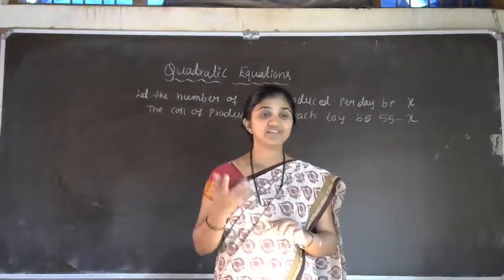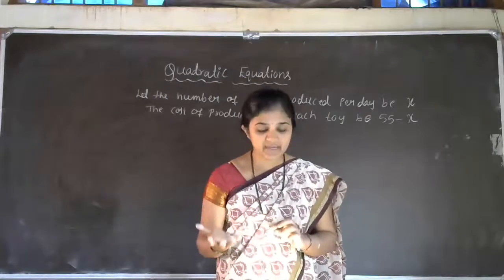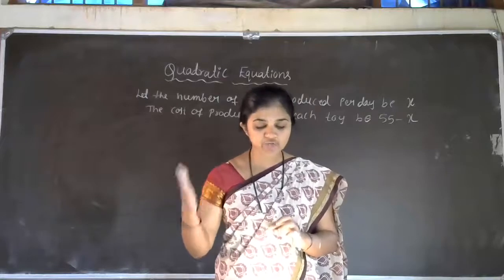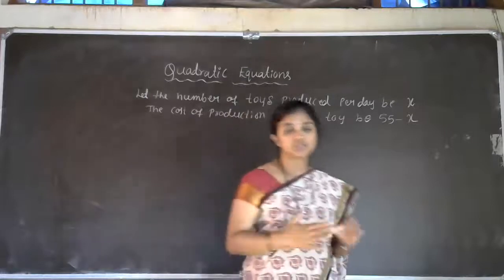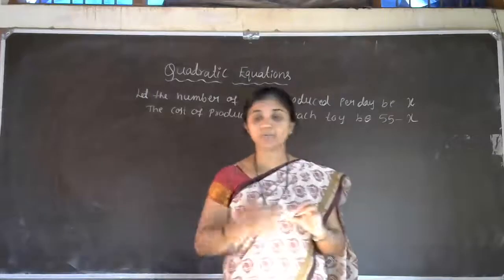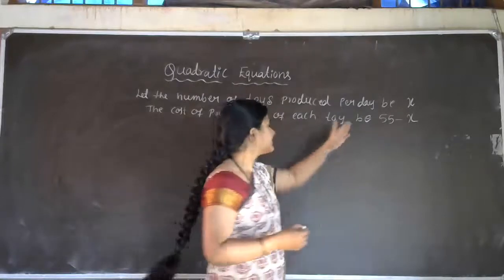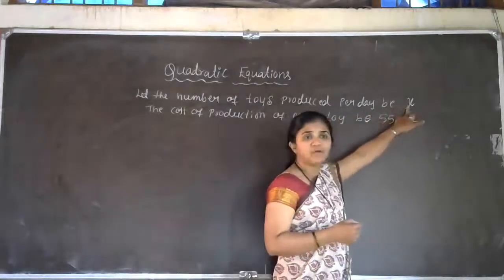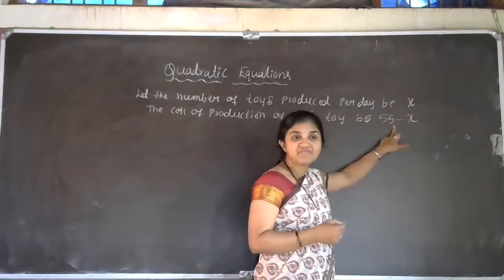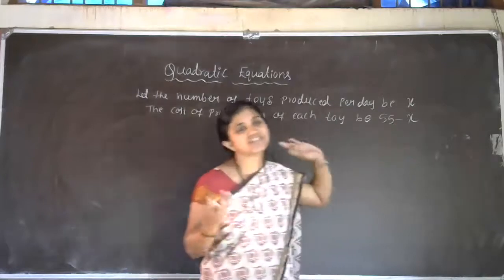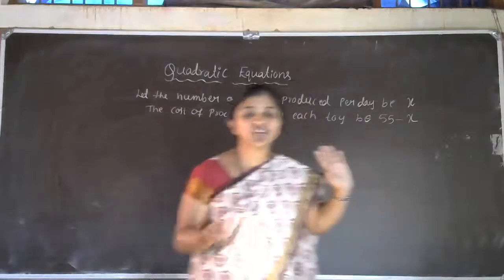So we are dealing with the example problem. What is the next statement? On a particular day, the total cost of production was rupees 750. How to express this in a mathematical way? See, the total number of toys be x. Each toy cost is 55 minus x. So then what is the amount? Total amount is rupees 750. So then how to take?